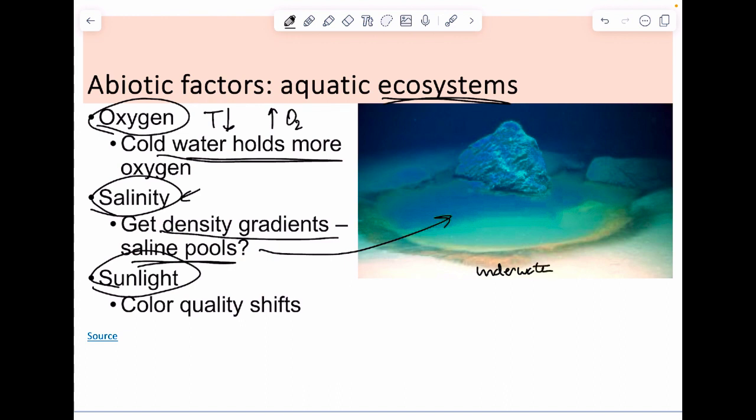And it turns out that these saline pools are toxic, because salts are corrosive, so coming in contact with these is not good for your nervous system. And then obviously sunlight, because sunlight has something to do with photosynthesis. So it's kind of important to know about that. Also, it messes with the type of light that you see, so the quality of the light.